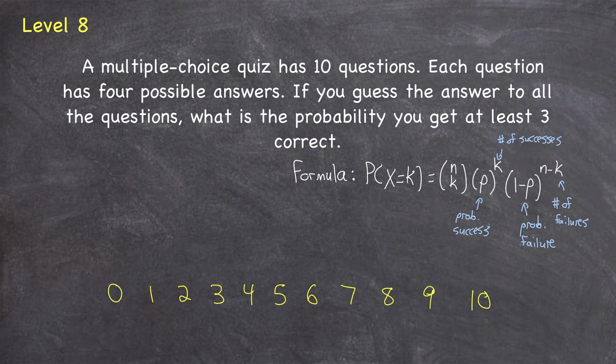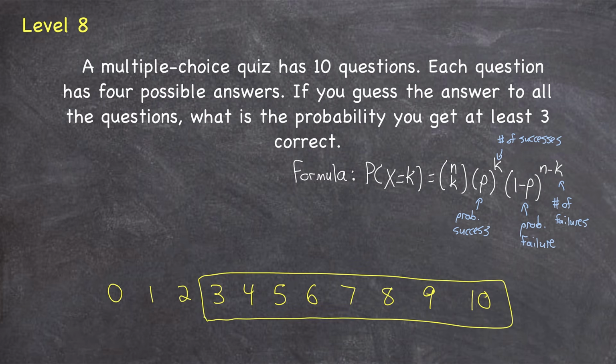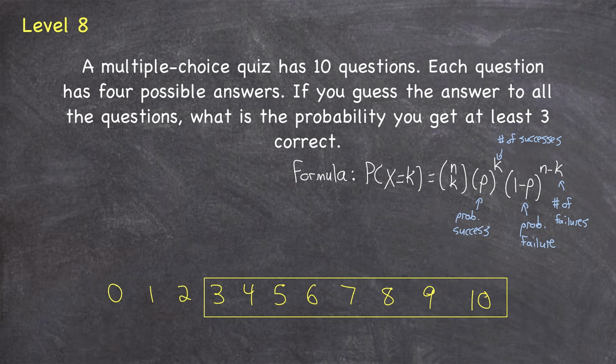We want the probability of at least 3 correct. So what we would want is the probability of all of those possibilities added together. But since I know that if I were to add the probabilities of all 11 of these outcomes together, it would equal 1, I could do 1 minus the probability of getting 0, 1, or 2 successes, and that would give me the probability of getting 3 or more successes. So that's what we'll do.